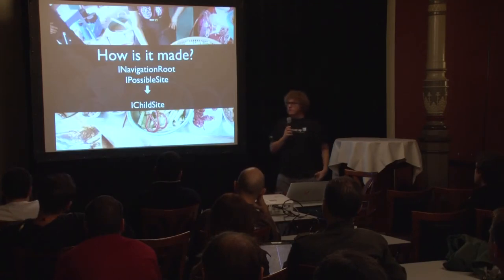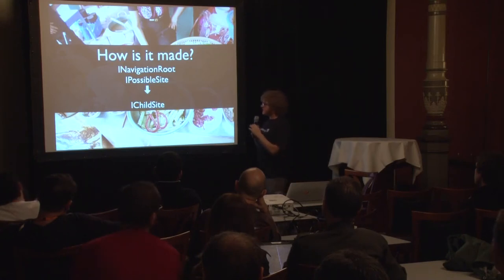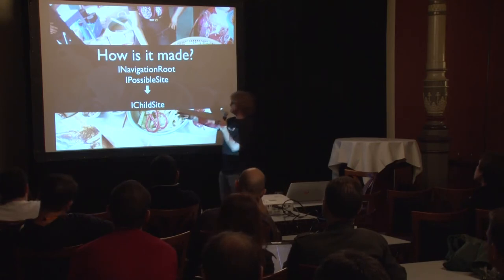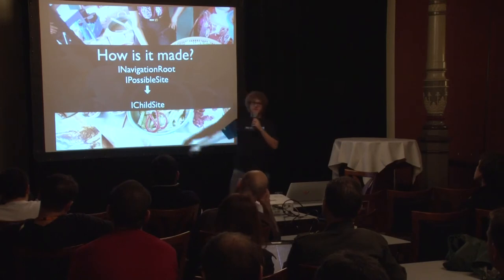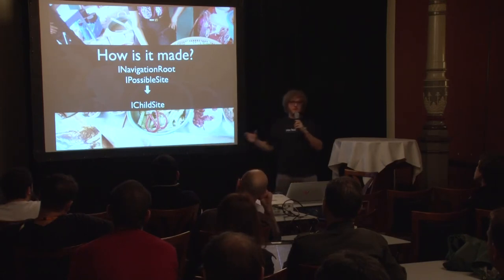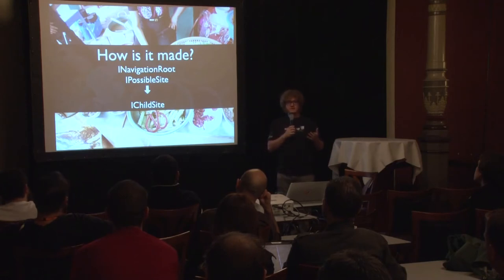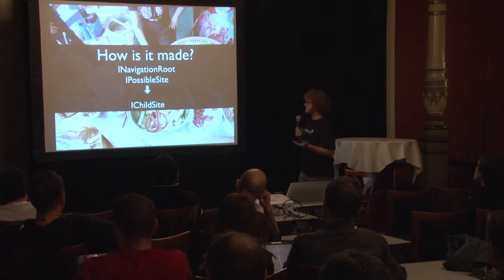So, we've seen how it shows up in the site, but there are a few technical details that make this happen. When you actually install or activate a child site in your site, you're creating a new IChild site. An IChild site is just a marker interface that subclasses INavigationRoot and IPossibleSite. So much of Lineage's power is really just two interfaces. And I think that's what's kind of cool about it.